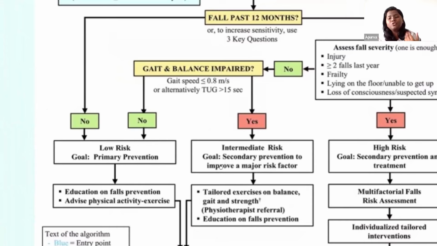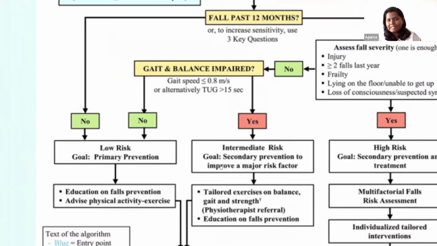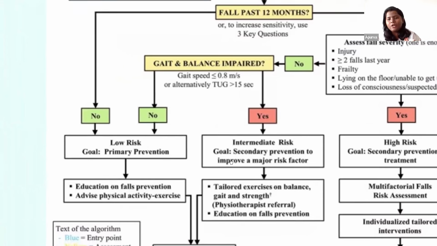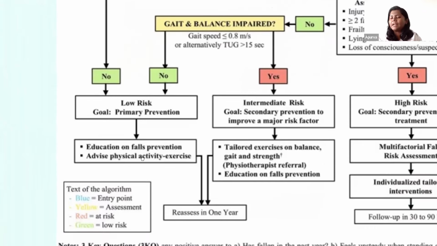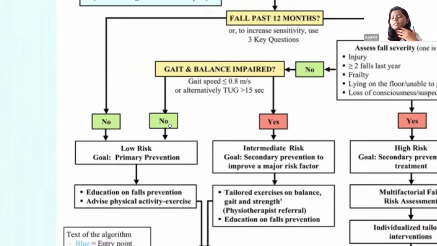If your patient has good gait speed and a good timed up and go score, which means your patient is at very low risk of fall. In such patients, you advise a lot of physical activity and also education, because we do not want these patients to enter into intermediate risk or high risk.